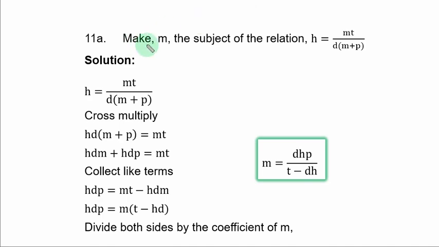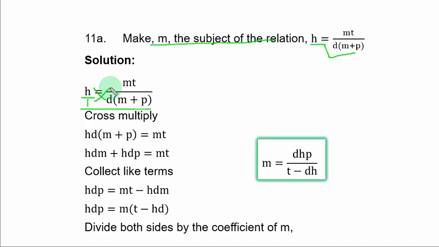Question 11a. Make M the subject of the relation H equal to MT over D bracket open M plus P bracket close. Solution. This is the relation. Let us write H over 1 so that you can cross multiply to clear the fractions. So you have it in this form.